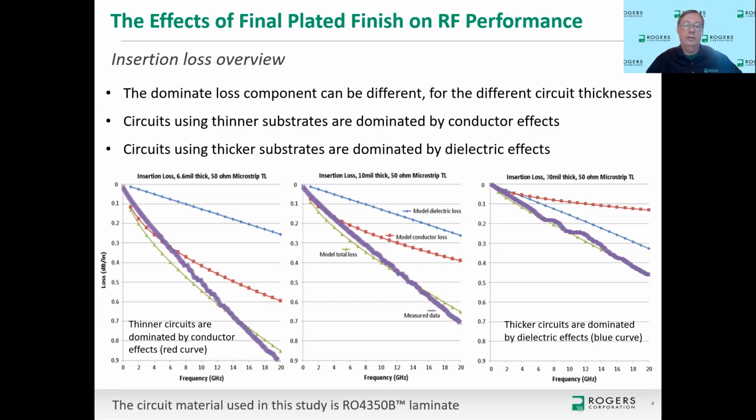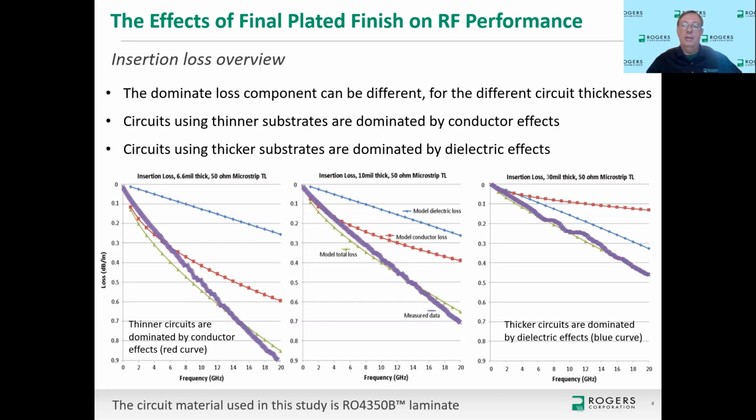The overall insertion loss is increased, and you can see the reason it increases is because the red curve actually increased, and the red curve is conductor losses. So as a general statement, thinner circuits are more dominated by the conductor effects than thicker circuits. And thicker circuits, shown on the far right, that's a 30 mil thick substrate. Again, 50 ohms, which means it's got a much wider conductor. And now the conductor effects are less of an effect.